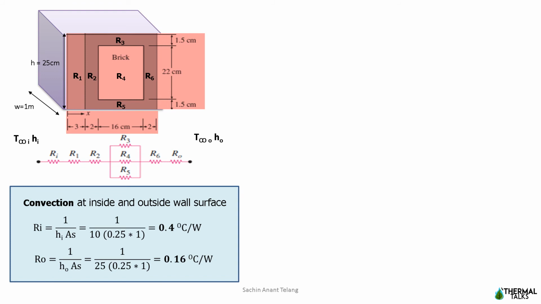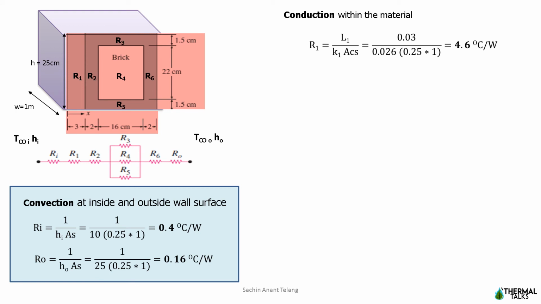Now let us calculate conductive resistances within the structure. So conduction is happening within the material. R1 here is the foam, it is foam material. So details are given. Here L1 is nothing but the thickness of the foam. The thickness is 3 centimeter they have given.